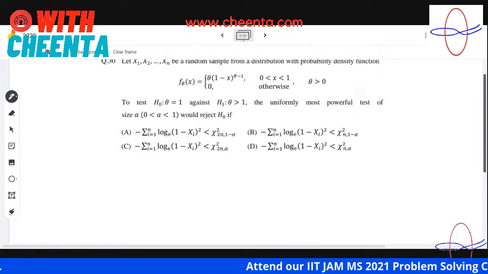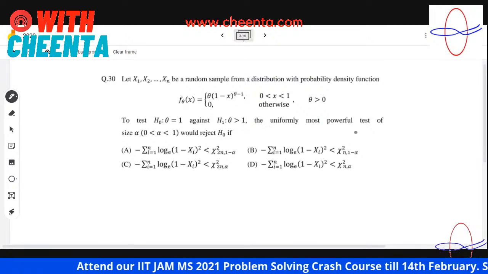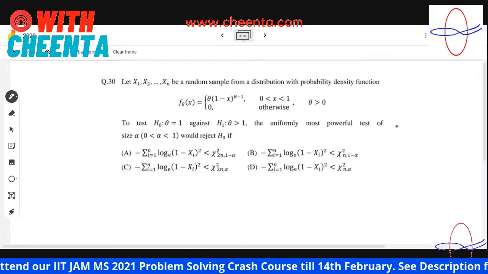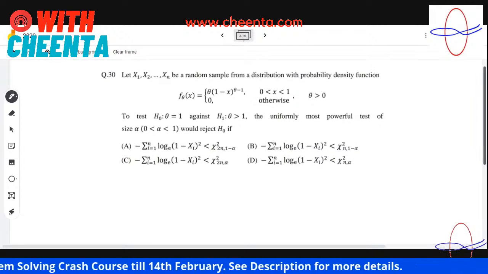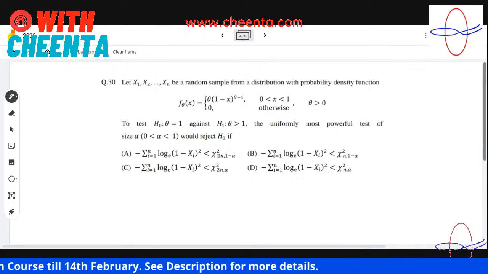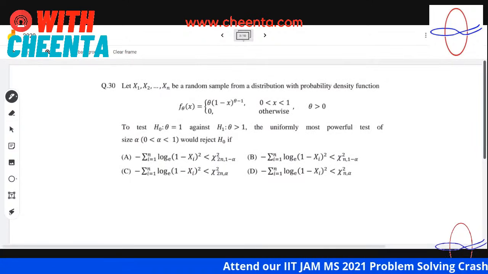Essentially we will be doing the uniformly most powerful test, and we know that for this test, the Neyman-Pearson lemma test will essentially be the most powerful test over here. Okay, so the Neyman-Pearson lemma test will be the most powerful.